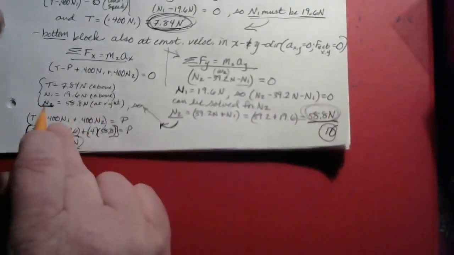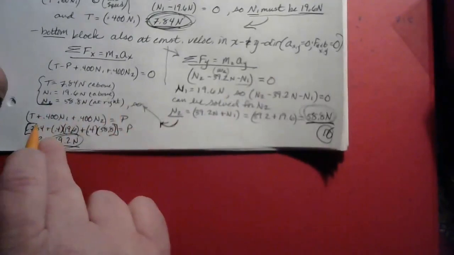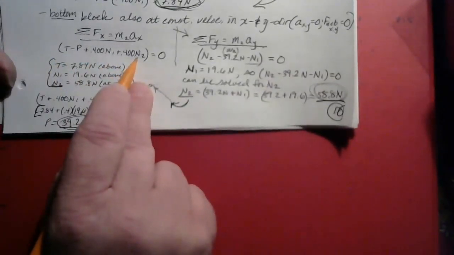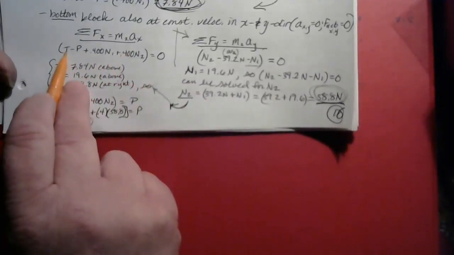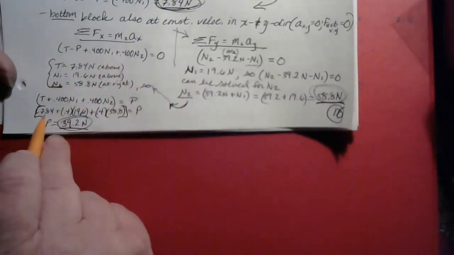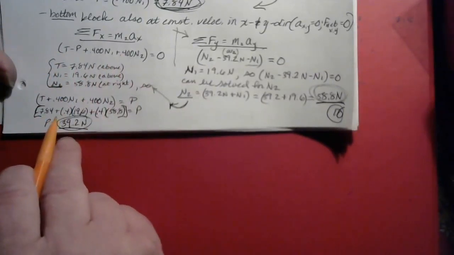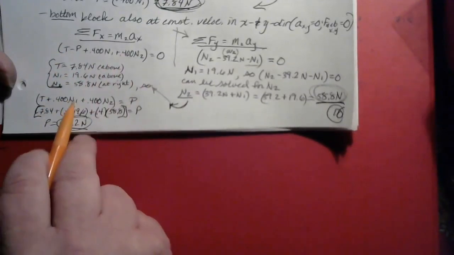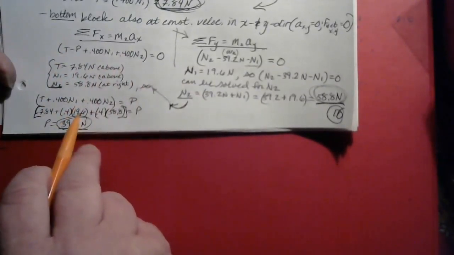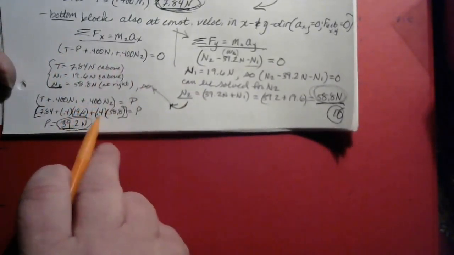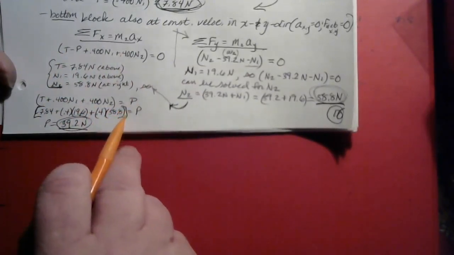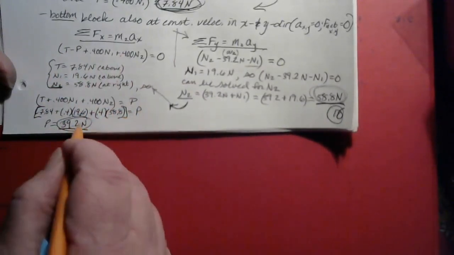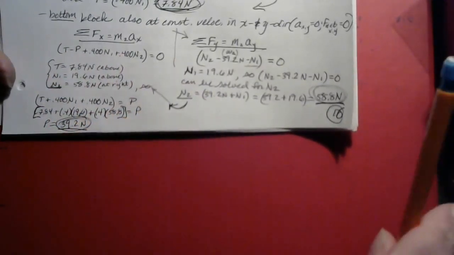All right, so now knowing that N2 is 58.8, we can come back over here and put it in here. So T, which is 7.84, plus 0.4 times N1, which is 19.6, plus 0.4 times N2, which is 58.8, equals P. Add all of that up, and P is 39.2 newtons.